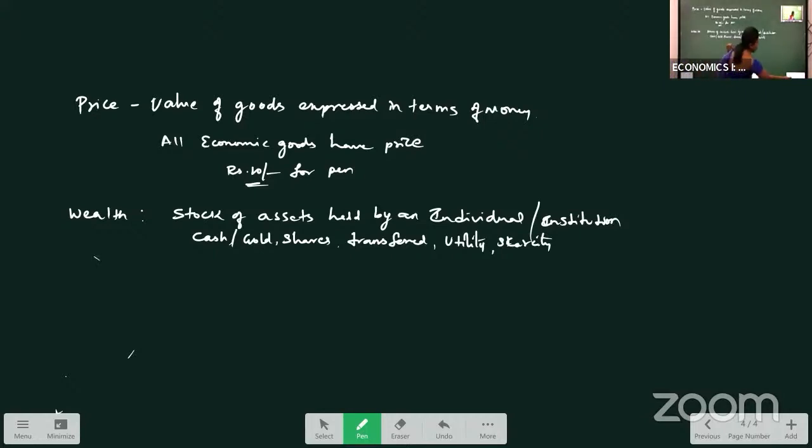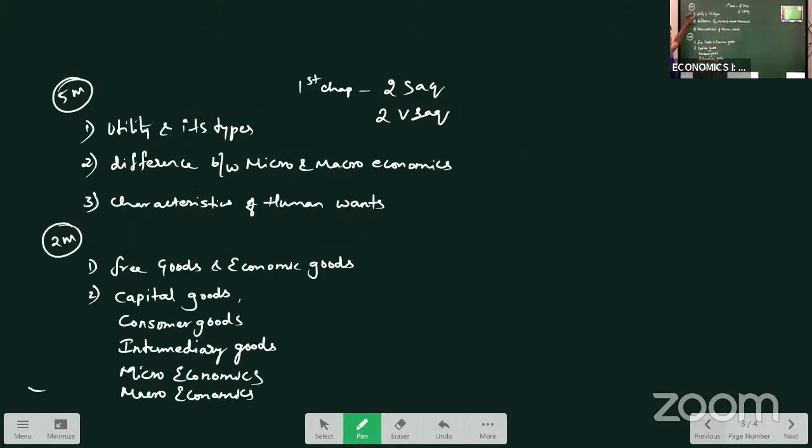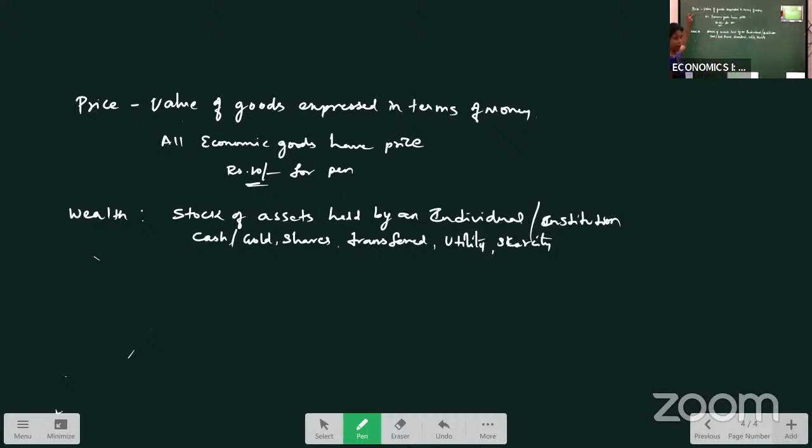You just see. So utility, right? Difference between micro and macroeconomics, characteristics of human wants. These are your 5 marks questions. And 2 marks questions: free goods, economic goods, capital goods, consumer goods, intermediary goods, microeconomics, macroeconomics, and price, then wealth. So these are the questions you have to prepare from your first chapter.